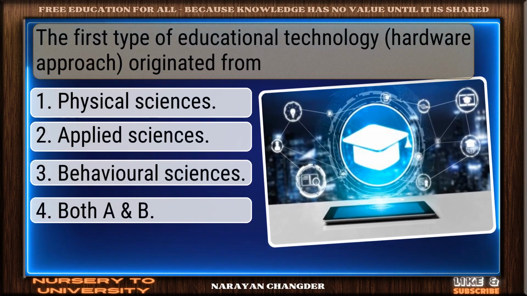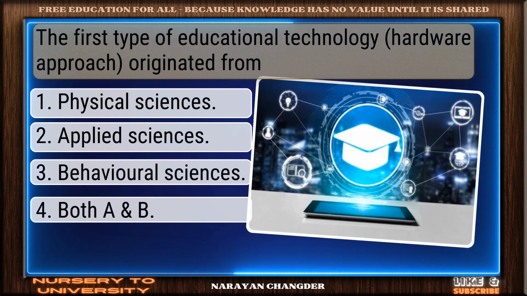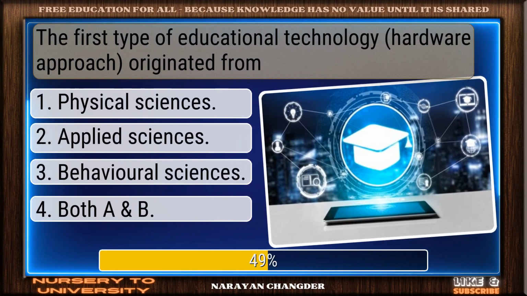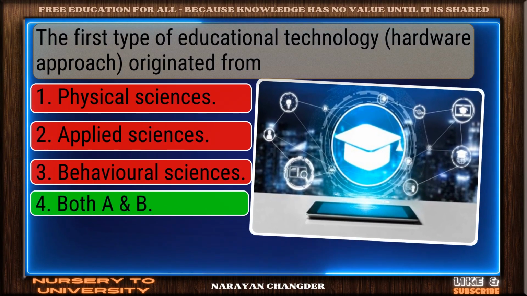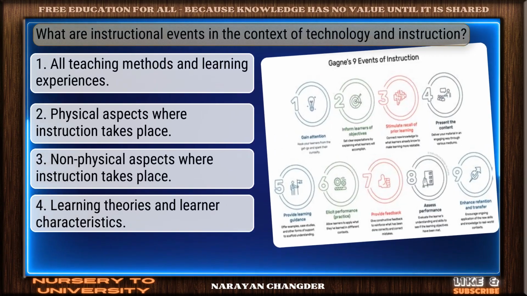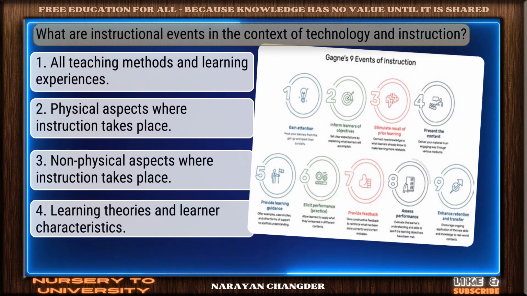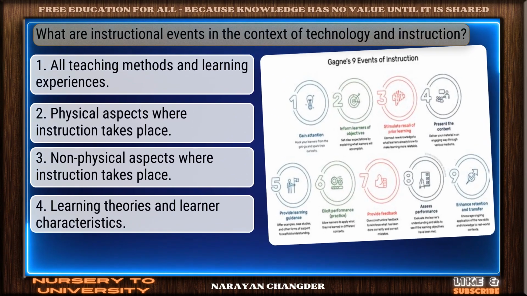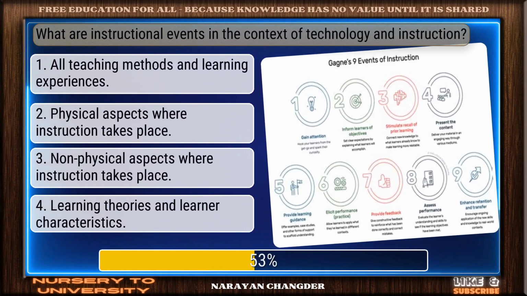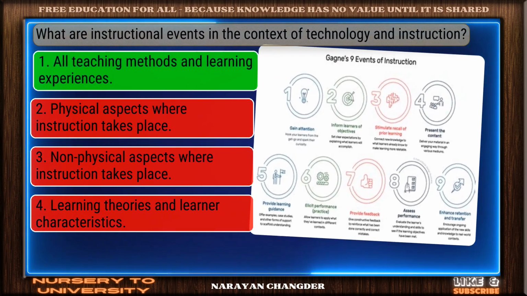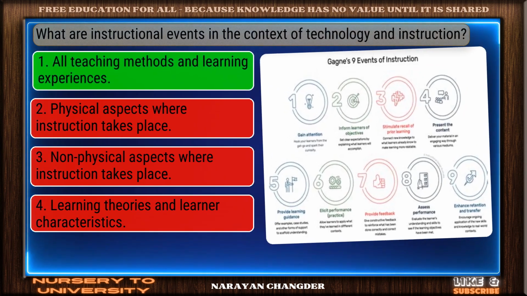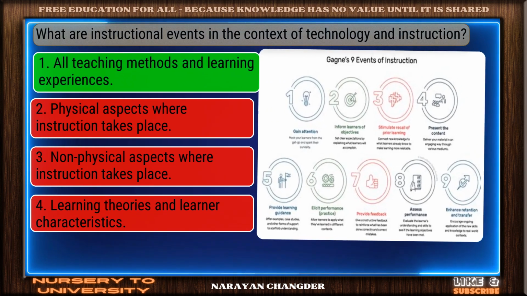The first type of educational technology originated from. Excellent. Both Alembi is a brilliant choice. What are instructional events in the context of technology and instruction? On track. All teaching methods and learning experiences is the correct answer.